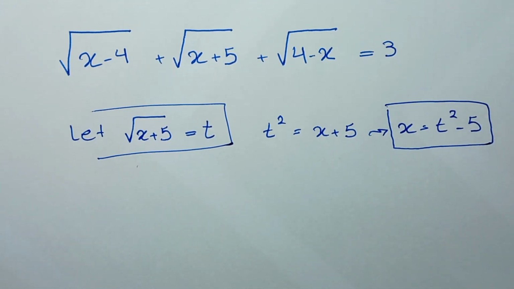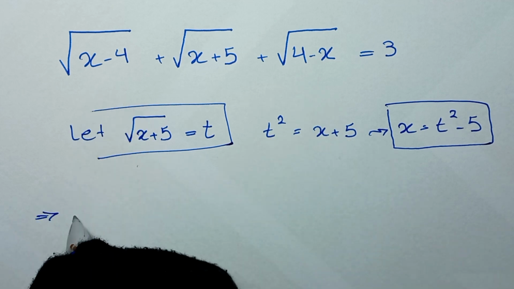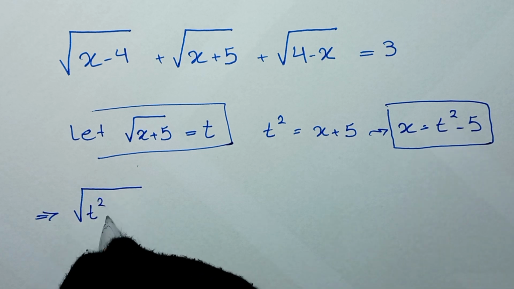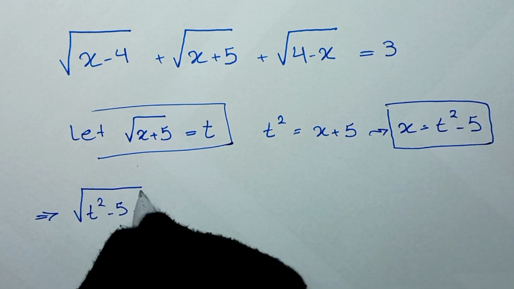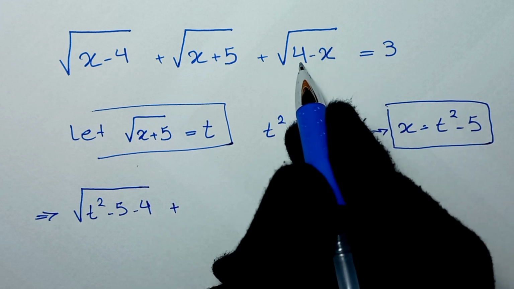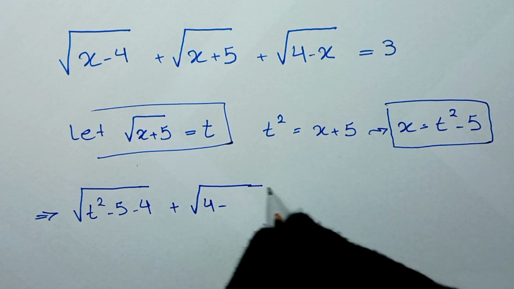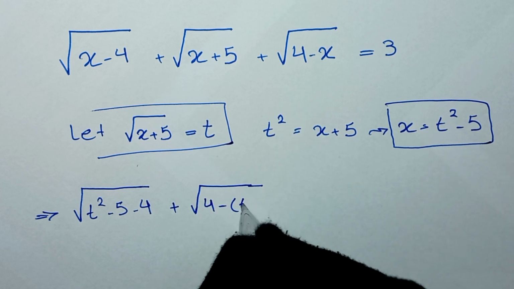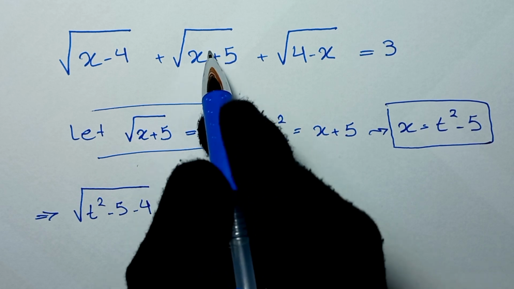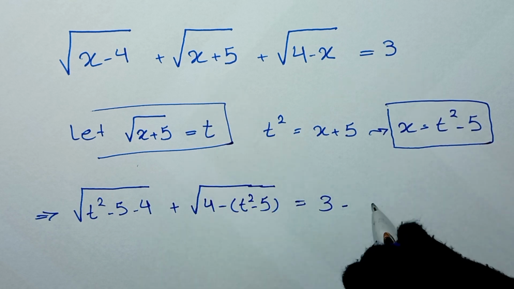And rewrite this equation, and it will be square root of x minus 4, and x is t square minus 5, t square minus 5 minus 4, and plus square root of 4 minus x, and x is t square minus 5. And in here we take this to this side, and it will be 3 minus t, minus t.